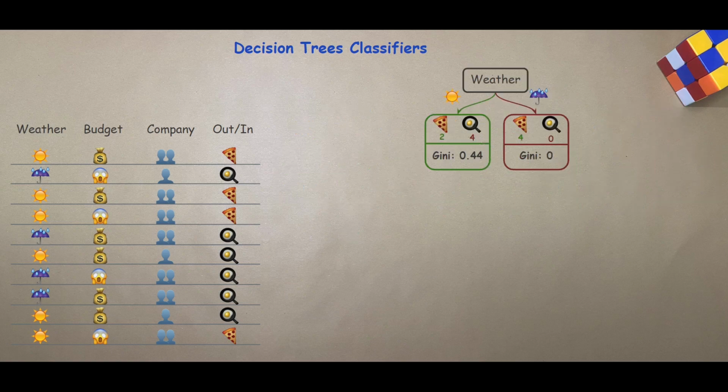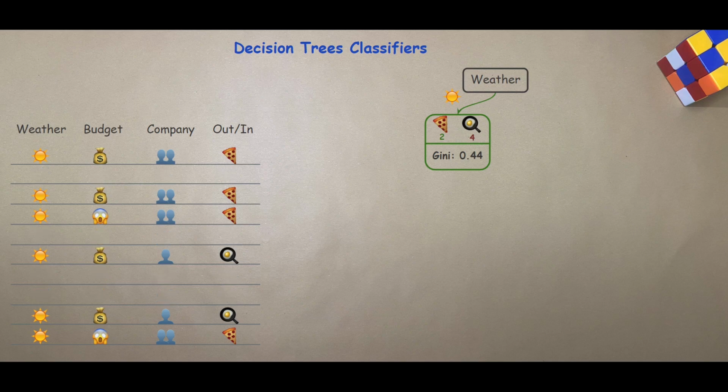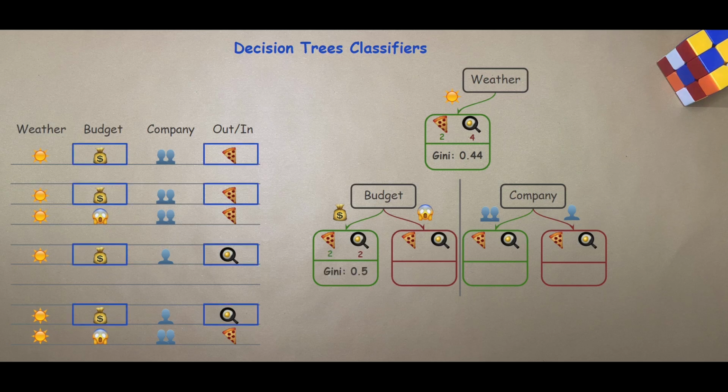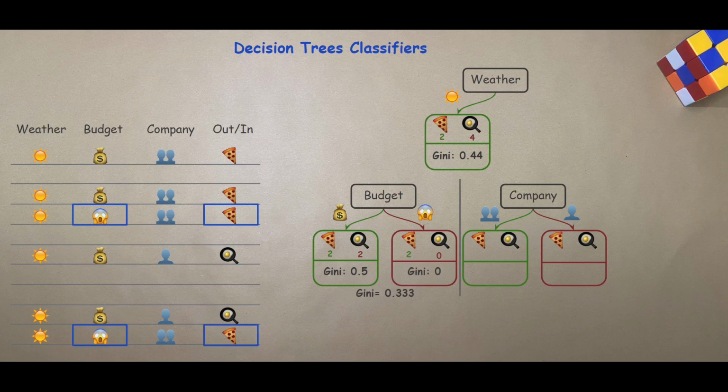So as you can see, we ended up with one impure node, the green, and one pure node, the red. Let's focus on the impure node now, the green, and see what next question we should ask to make it pure. And since we are focusing on the sunny branch, let's temporarily hide the rainy data. So we will repeat the steps we followed above to decide what the best next question is. For unlimited budget, we have a Gini index of 0.5 and 0 for a tight budget, and the weighted average of this node is 0.33.